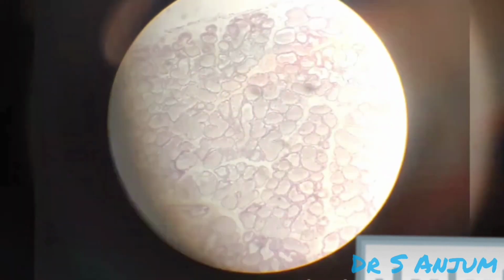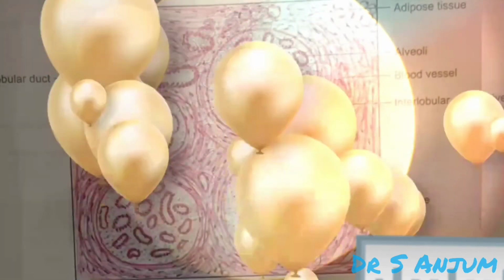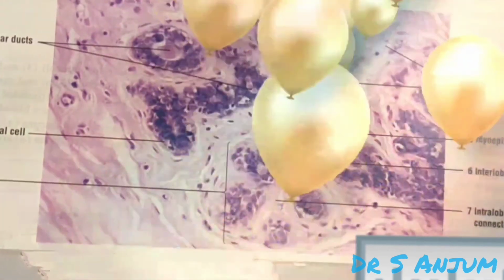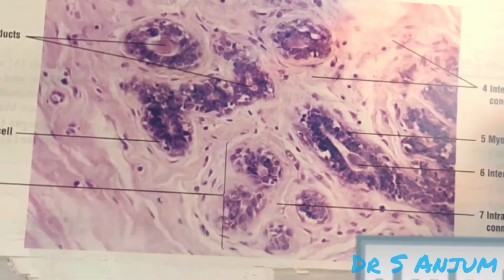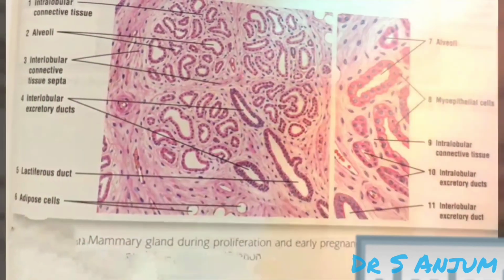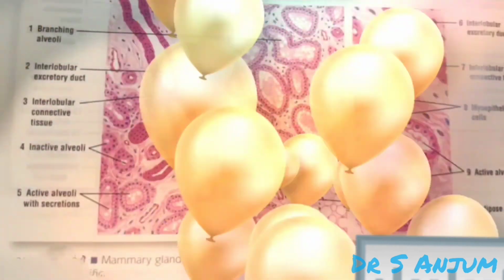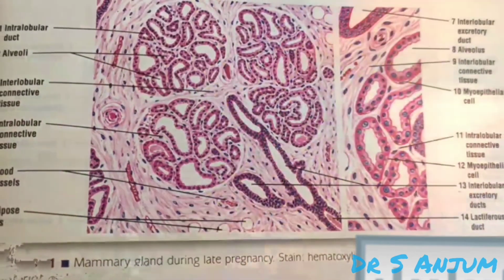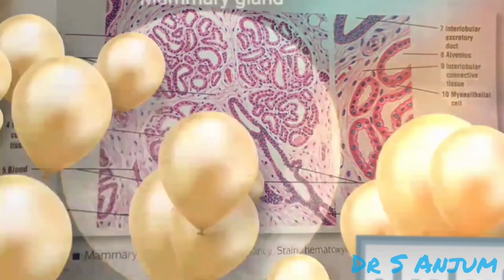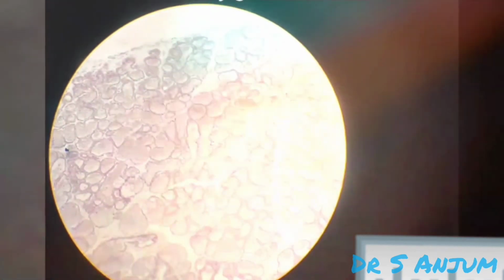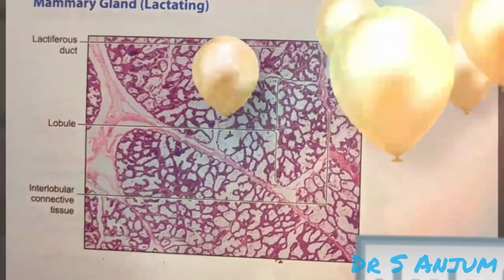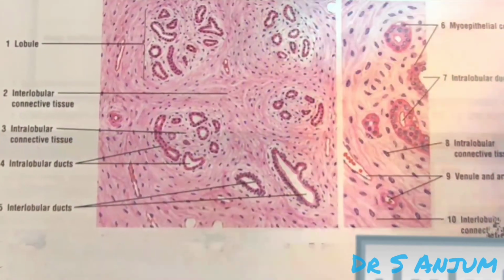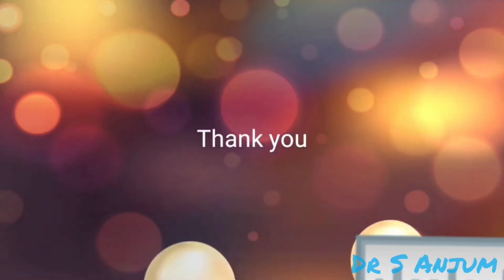So if you see the slide of the mammary gland under the microscope, you will find the different lobules surrounded by interlobular connective tissue. It is very easy to identify due to its vacuolated appearance. The mammary gland is a modified sweat gland and it is present over the pectoral region. The fascia covering the gland is connected to the overlying skin by a fibrous process called the suspensory ligament of Cooper.